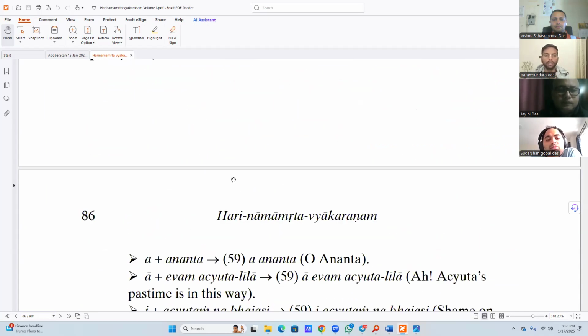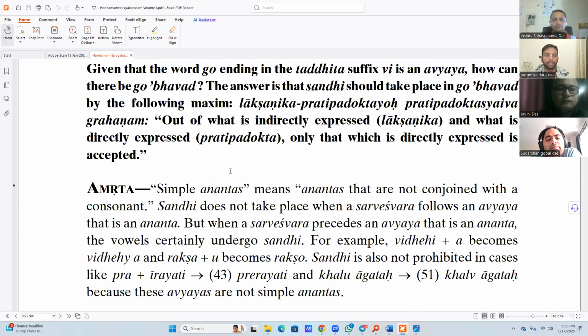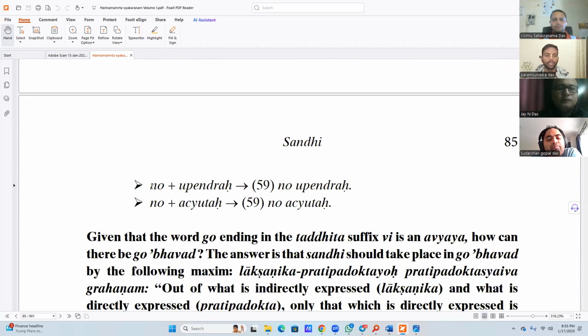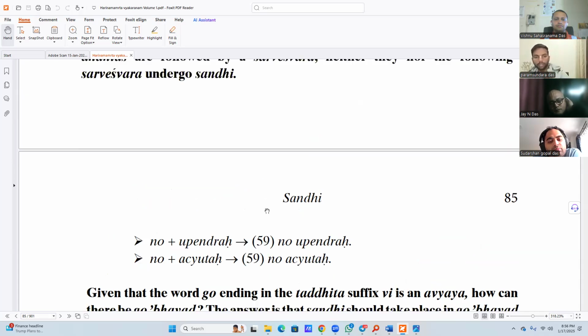They have shown here also. Like no Upendraha. So generally we would have applied O becoming of, but it's prohibited. So no Upendra remains no Upendra. No Achyutaha remains no Achyutaha, and likewise. So this is part one of this sutra.